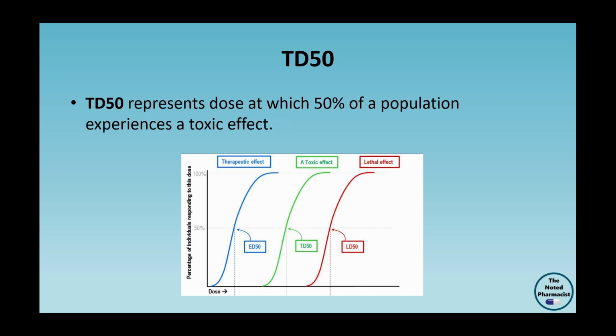TD50. TD50 represents the dose at which 50% of a population experiences a toxic effect, based on a quantile, all-or-nothing response. It helps determine a drug's safety margin and toxicity profile in clinical use.